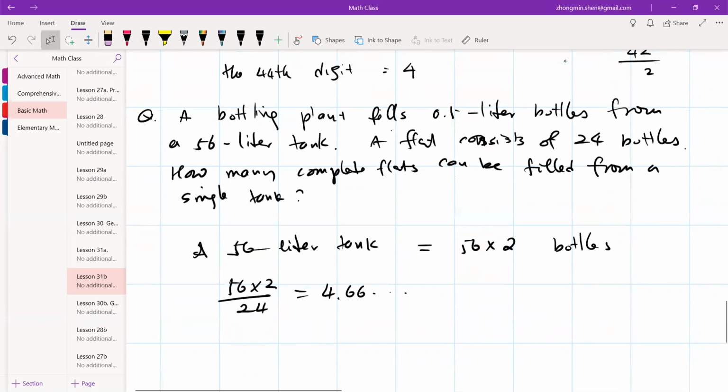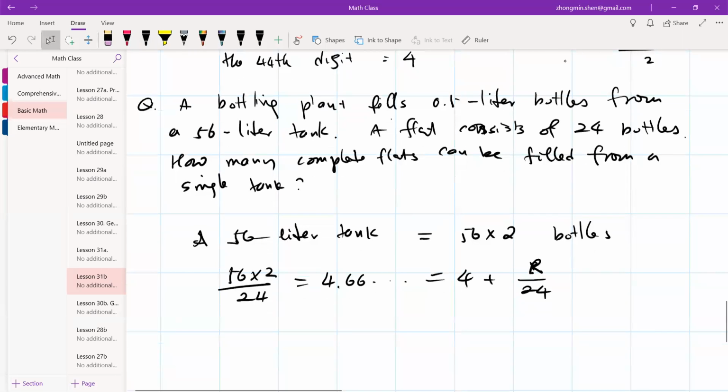Okay, so it just depends how many 24s there are, right? You have a remainder. That's right. 56 times 2 divided by 24, you get 4 plus some number, the remainder, and then divide by 24. So that means what is left is not enough. It's less than 24. So you can only fill 4 complete flats. Okay, so this is another tricky problem. If you understand it carefully, step by step, you can solve it.